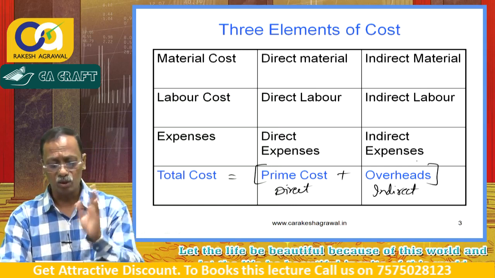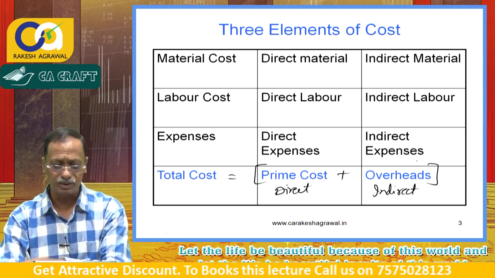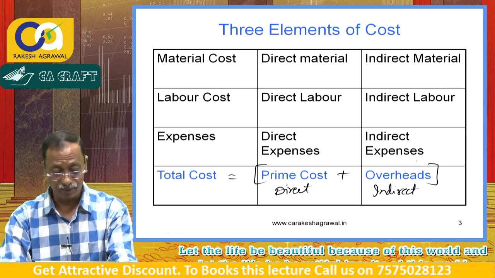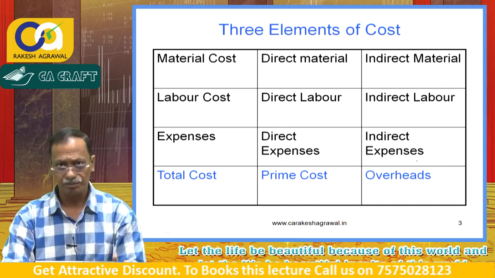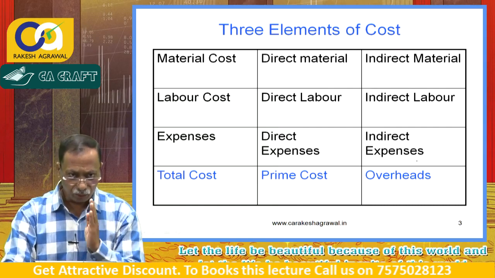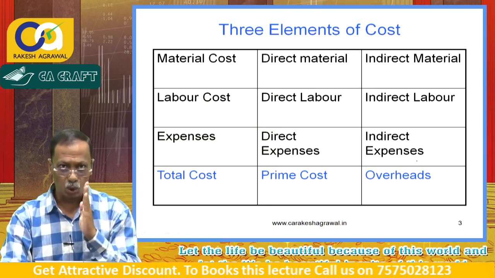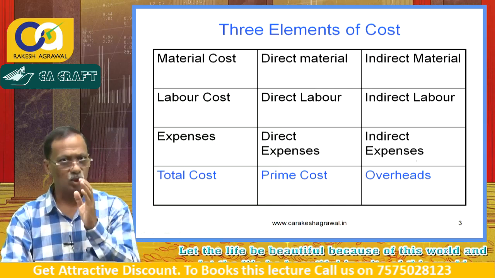So total cost can also be said as direct cost plus indirect cost, or total cost can also be said as prime cost plus overheads. Now how to distinguish between direct and indirect cost? There is a simple criteria. If there is a one-to-one relationship between the cost incurred and the cost object, then it is called direct cost.